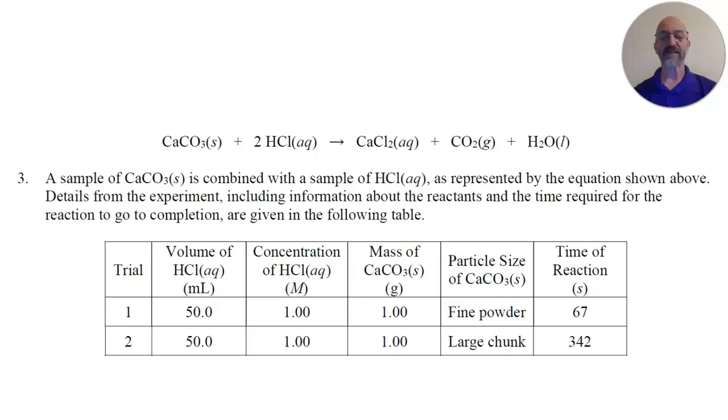So we can see that the only significant difference between trial 1 and trial 2 is the particle size of the solid calcium carbonate. We have a fine powder that's used in trial 1, and then we have a large chunk of the solid in trial 2. And you can see that there's a shorter time of reaction for trial 1. It's only 67 seconds. And there's a longer time of reaction for trial 2. It's 342 seconds. So trial 1 is a faster reaction rate. Trial 2 is a slower reaction rate.